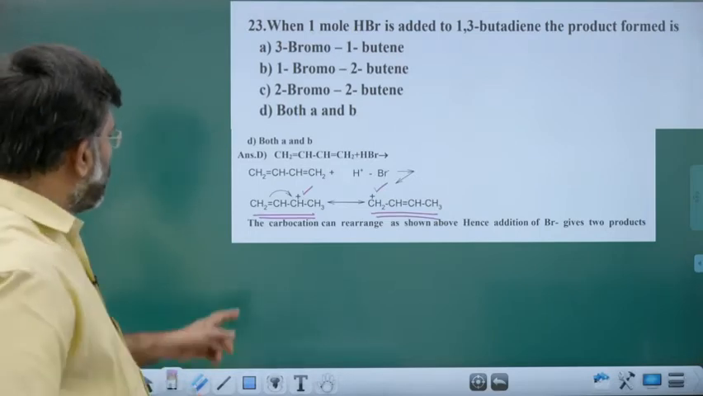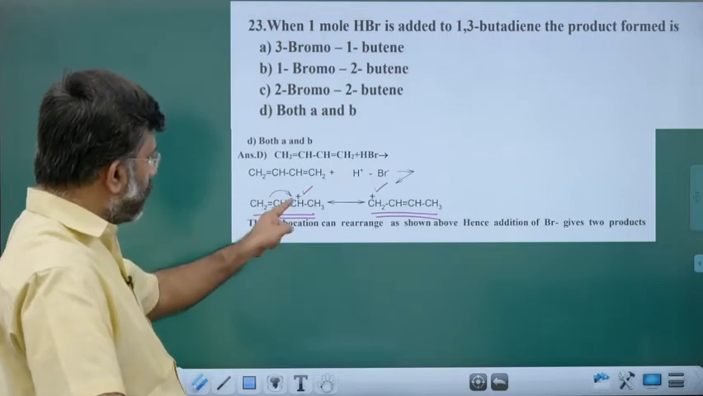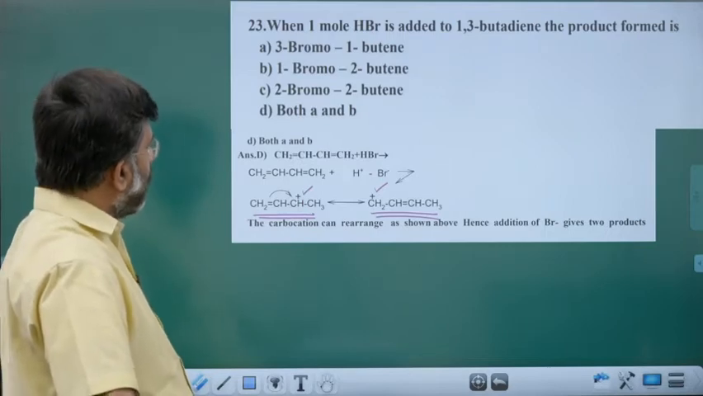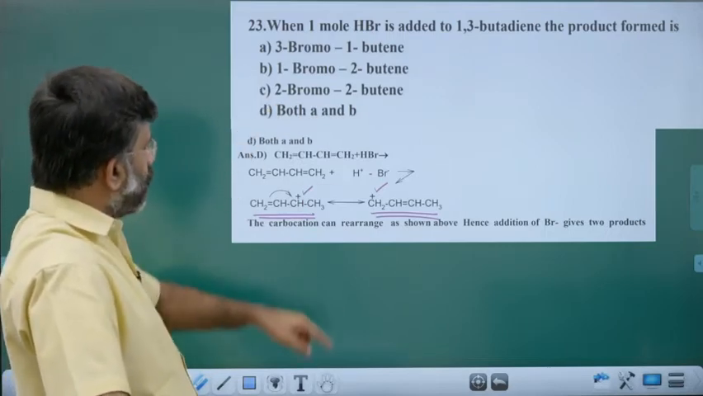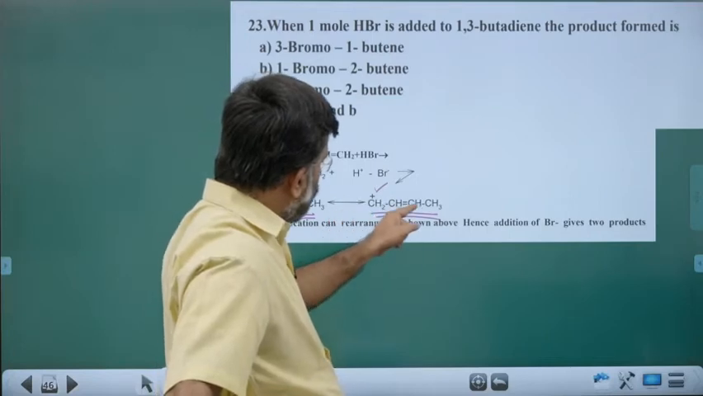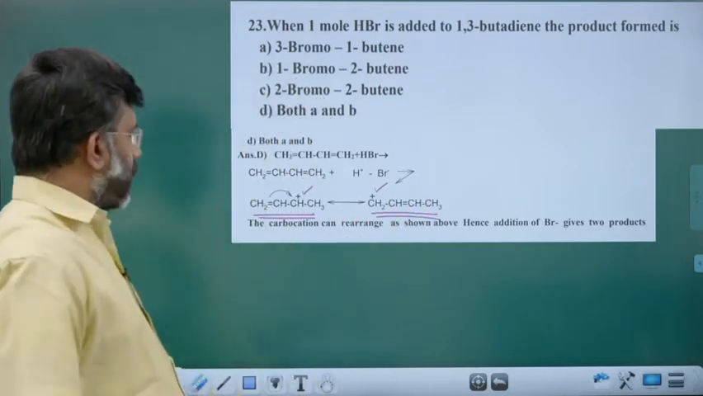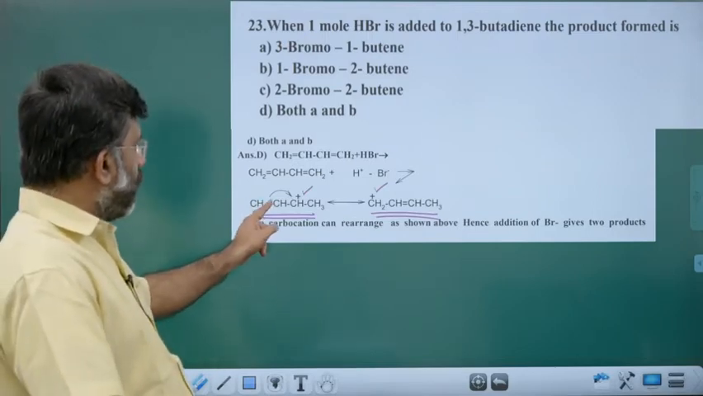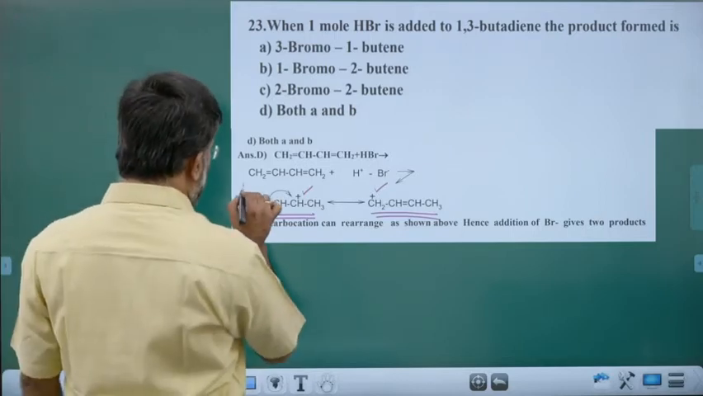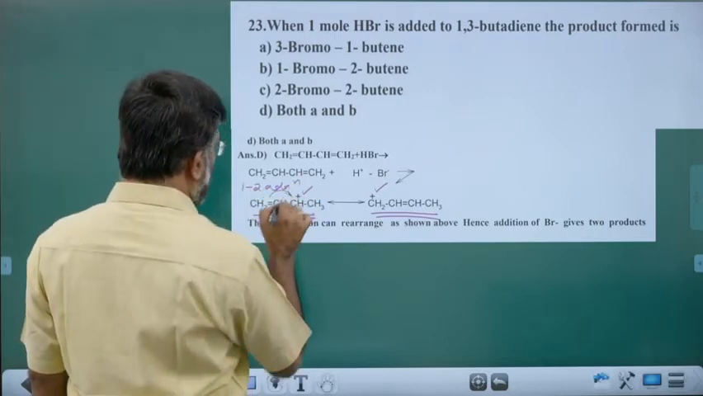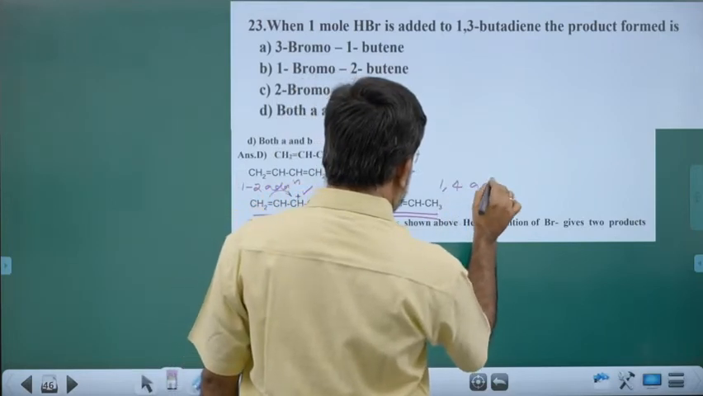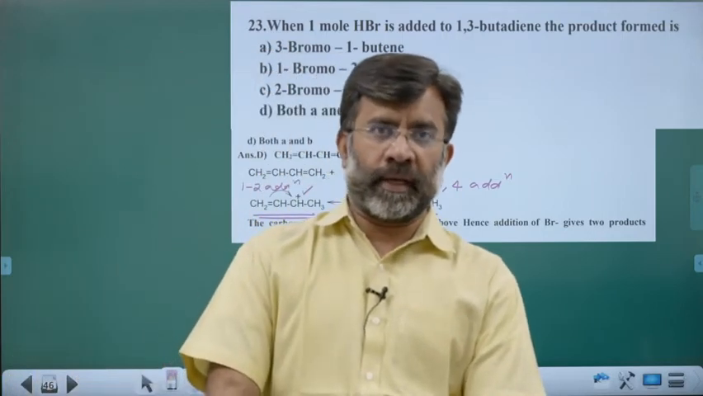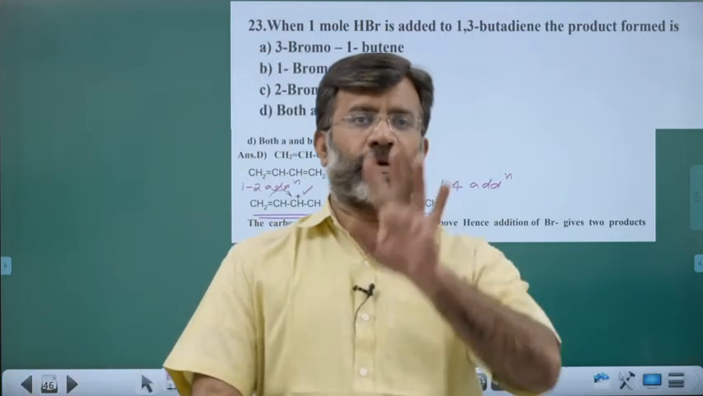3-bromo 1-butane. This is 3-bromo 1-butane. Imagine bromine comes there. 1, 2, 3. And the other one is 1-bromo 2-butane. Bromine will come here. So you will get 2 products. The first product is 1,2 addition product, while this is 1,4 addition product. So 1,3-butadiene with HBr, you can get 1,2 product and 1,4 product.